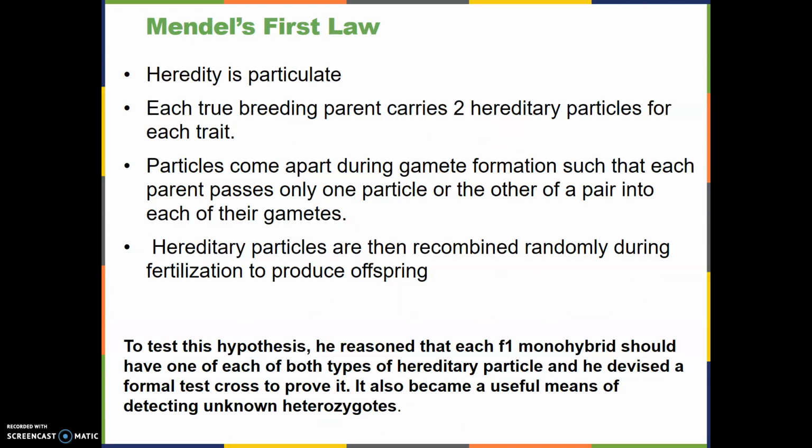Okay, so Mendel's first law. This is the very first law of heredity that he generated from his garden pea studies. Heredity is particulate. That means there is a particle responsible for each trait. Each true breeding parent carries two particles, two hereditary particles for each trait. If it's a true breeding parent, that means that true breeding parent carries two same alleles. That means the true breeding parent is, the word we've learned is homozygous.